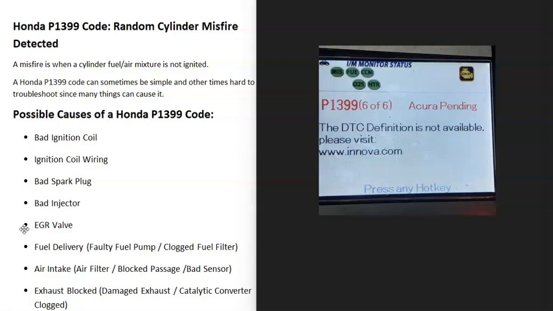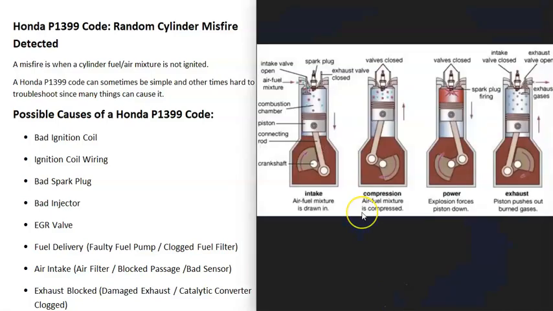And so what is this Honda P1399 code? Well, it's a random cylinder misfire detected. And what does this all mean? Well, basically, as a piston goes up and down inside the cylinders, it's going to go through 4 different cycles. It's going to have an intake cycle where it takes in fuel and air. It's going to have a compression cycle that pushes the cylinder up to the top and compresses the mixture. And when it reaches the top, the spark plug is going to ignite the mixture, and that's going to send the cylinder back down, and the whole cycle is going to be repeated.